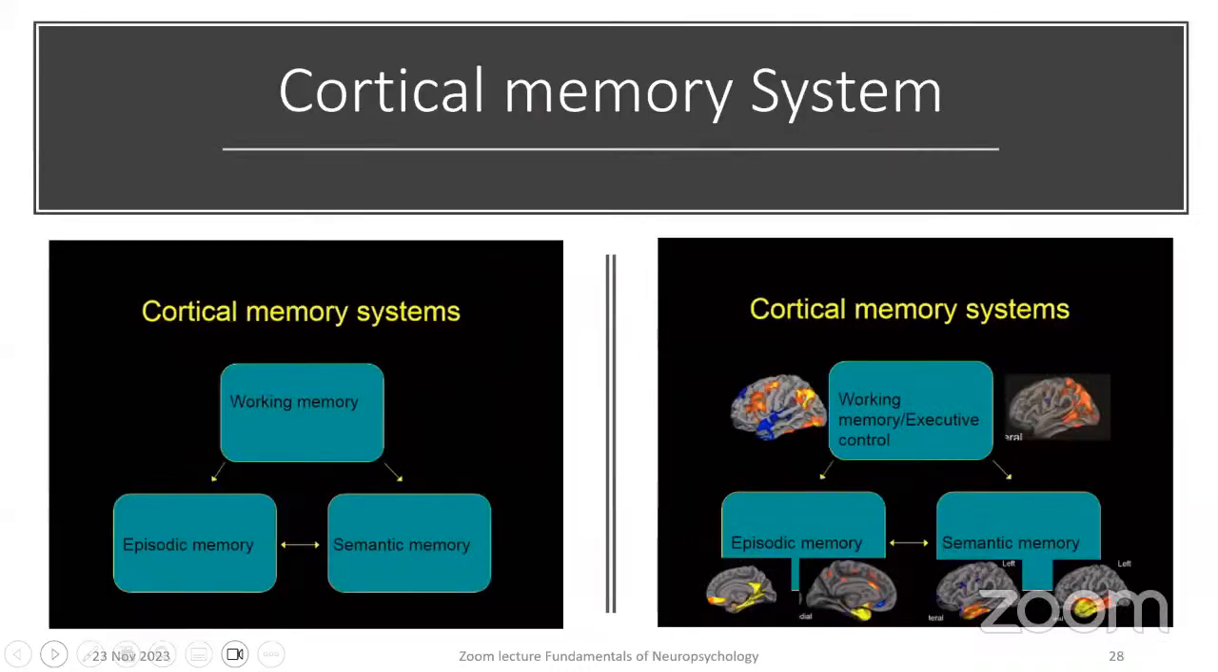So the cortical memory systems are working memory, episodic memory, and semantic memory, and we have already discussed what these are. Semantic memory is usually located in the temporal poles, whereas the medial temporal lobe, dentate gyrus, and hippocampal formation are the anatomic localization for episodic memory. The perisylvian area is important for working memory, and the dorsolateral prefrontal cortex is important for executive control.